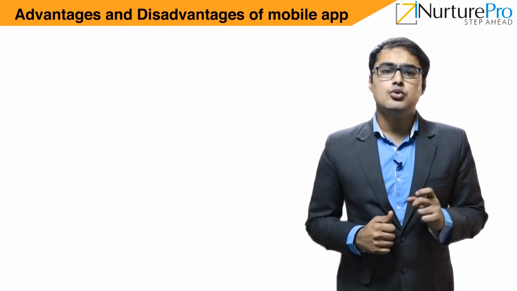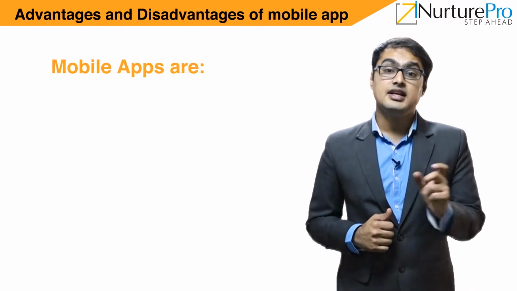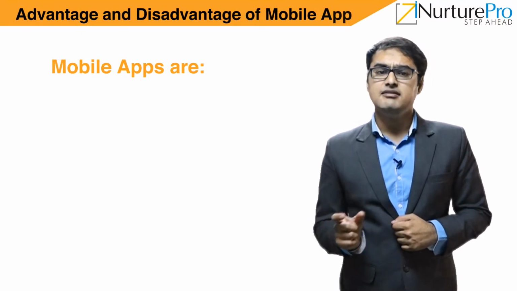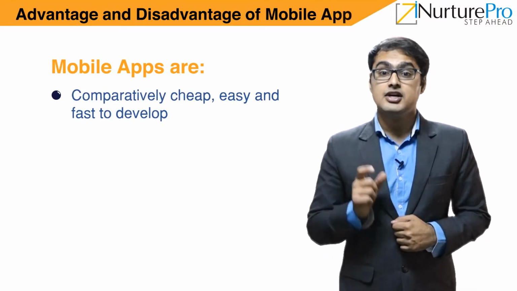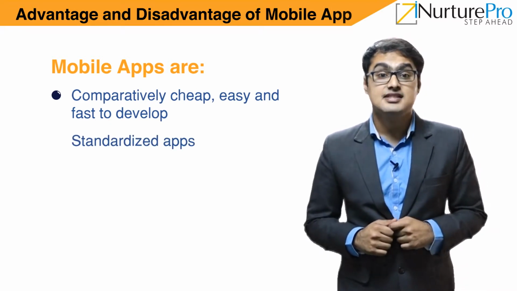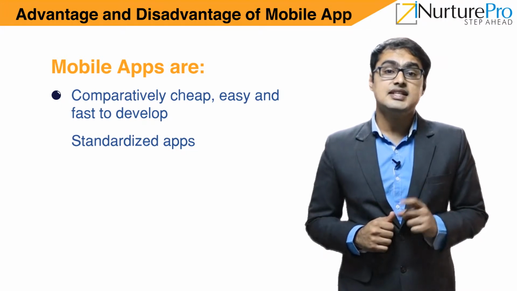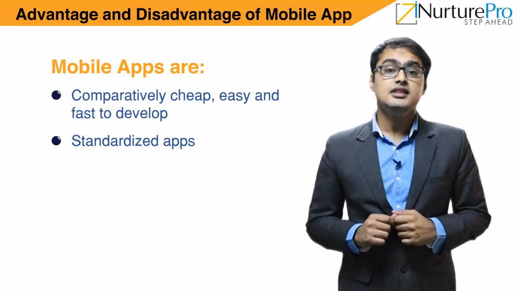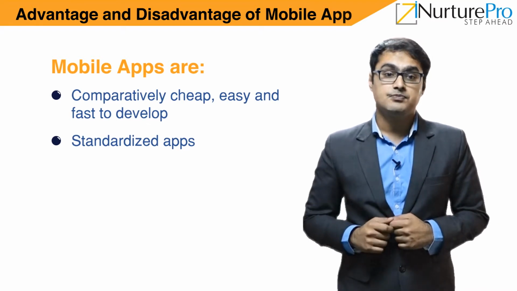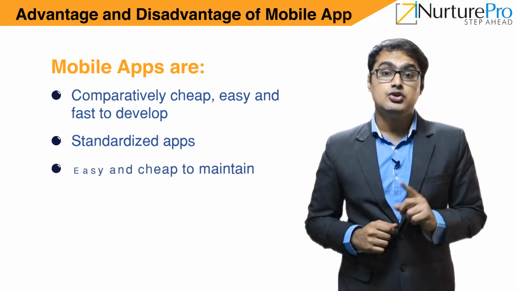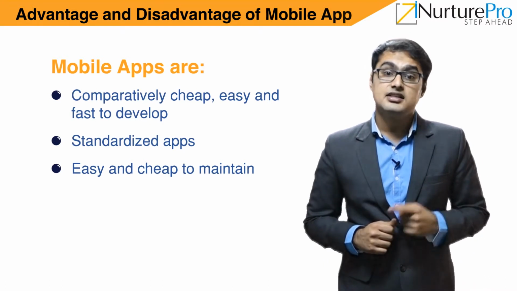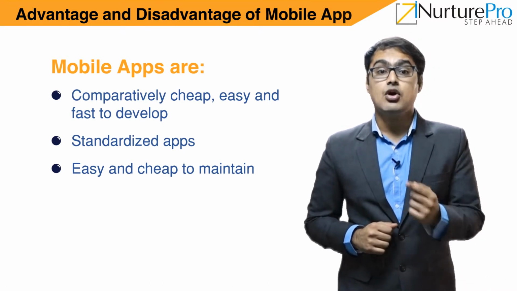Let's now understand why a mobile web app is better than a native mobile app. Mobile web apps are comparatively cheap, easy, and fast to develop. However, customization is required for different devices. They are usually standardized apps, thereby enabling the creation of universal mobile web apps rather than native ones. It is easy and cheap to maintain a mobile web app in comparison to native apps, as the changes need to be updated on different devices.